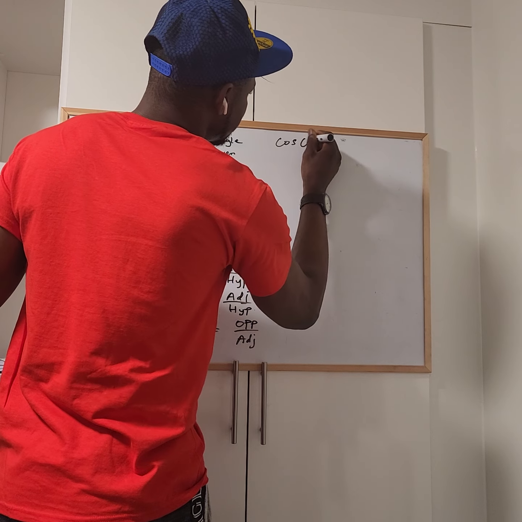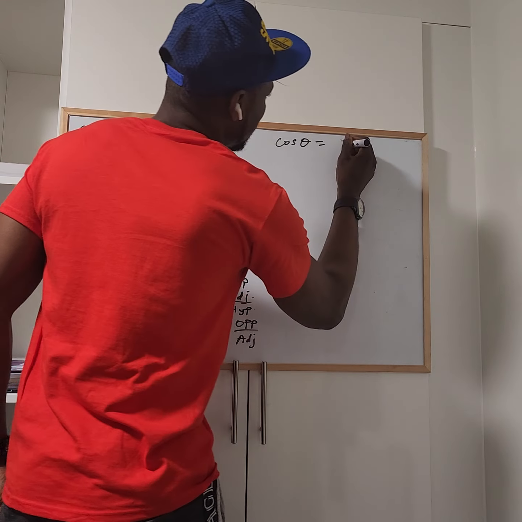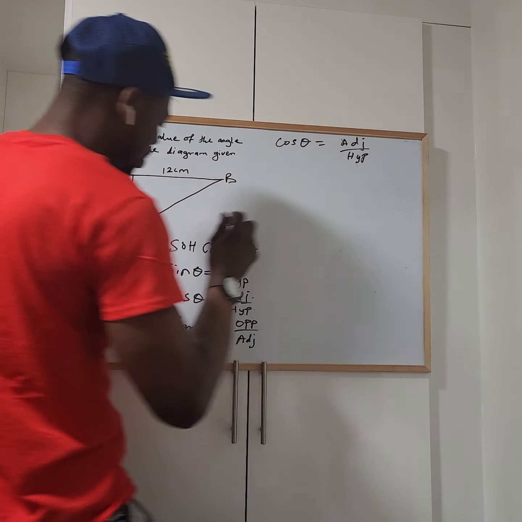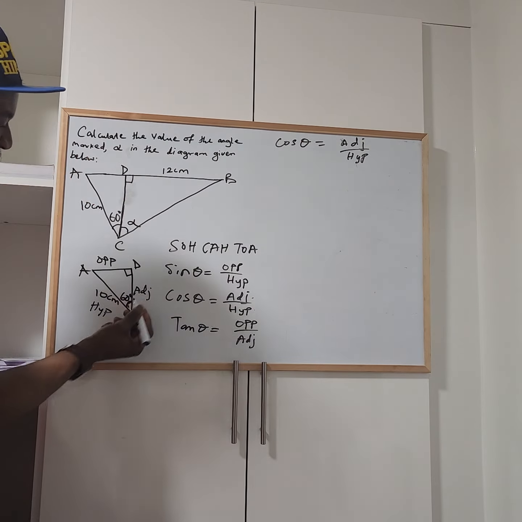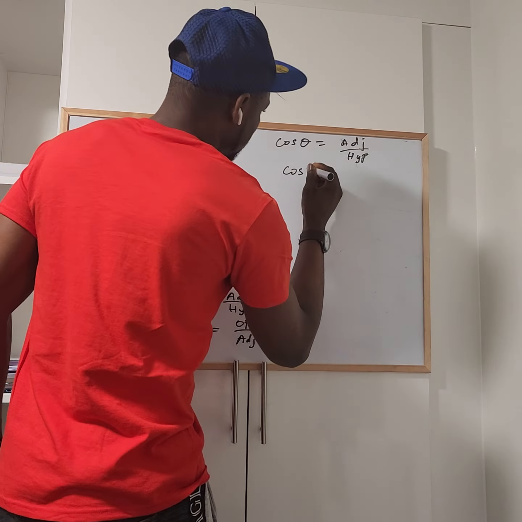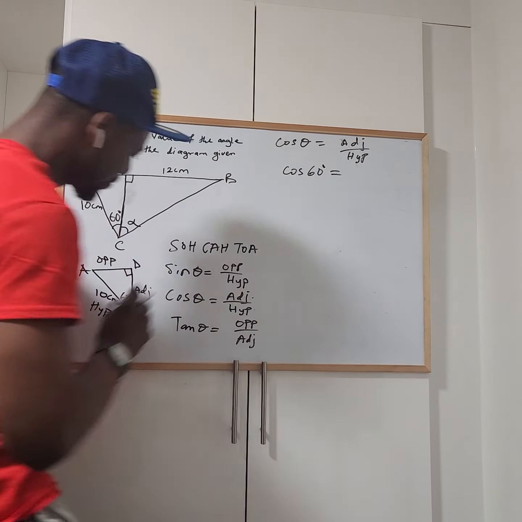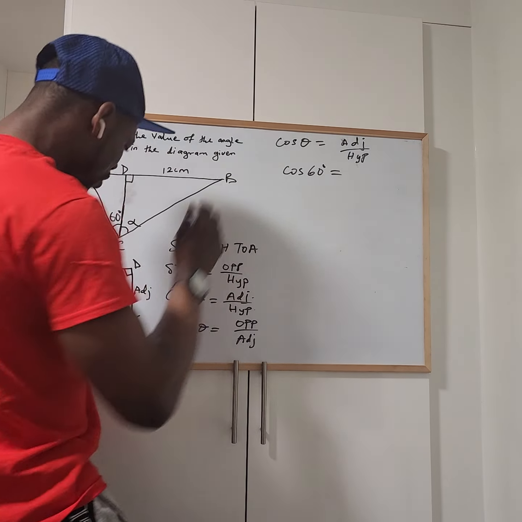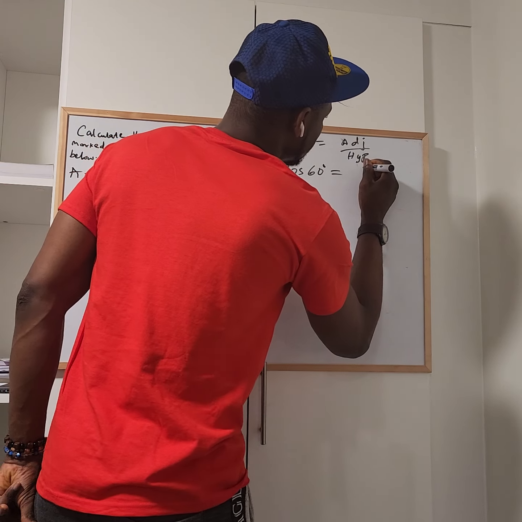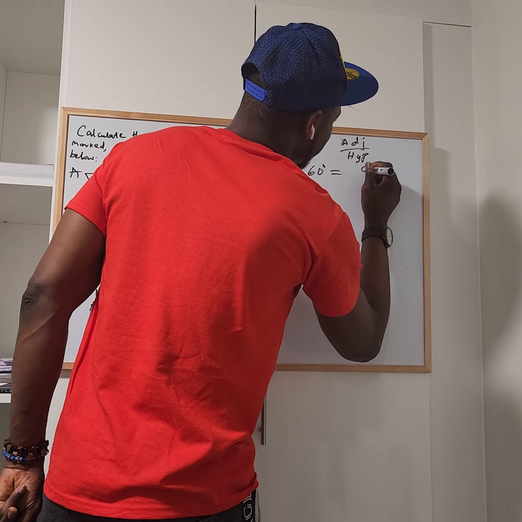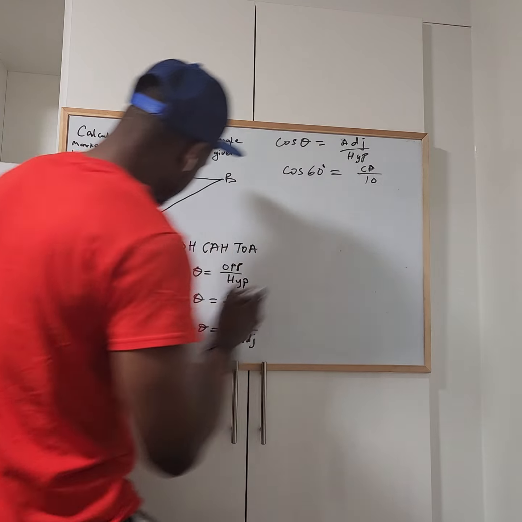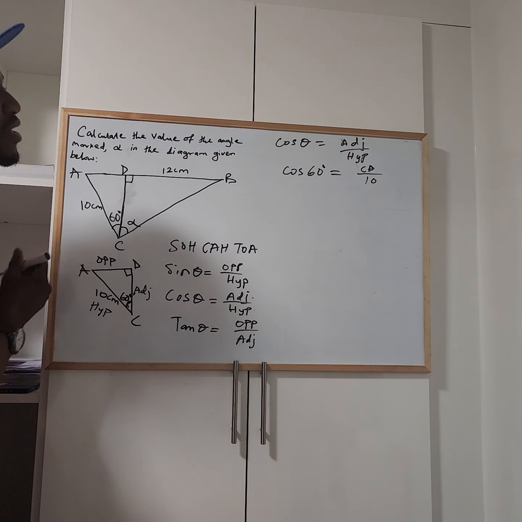It says cos theta equals adjacent all over hypotenuse. What is our theta? The angle given, I already told us that. So we have cos 60 degrees, as given, equal to the adjacent, which is unknown, or you can call it CD, all over the hypotenuse, which is 10. As you can see, from here to here is AC, which is 10.